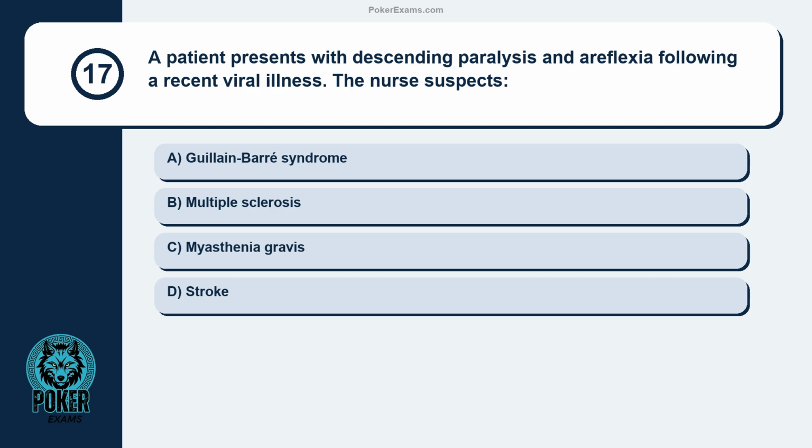Question 17. A patient presents with descending paralysis and areflexia following a recent viral illness. The nurse suspects Guillain-Barré syndrome, multiple sclerosis, myasthenia gravis, stroke.